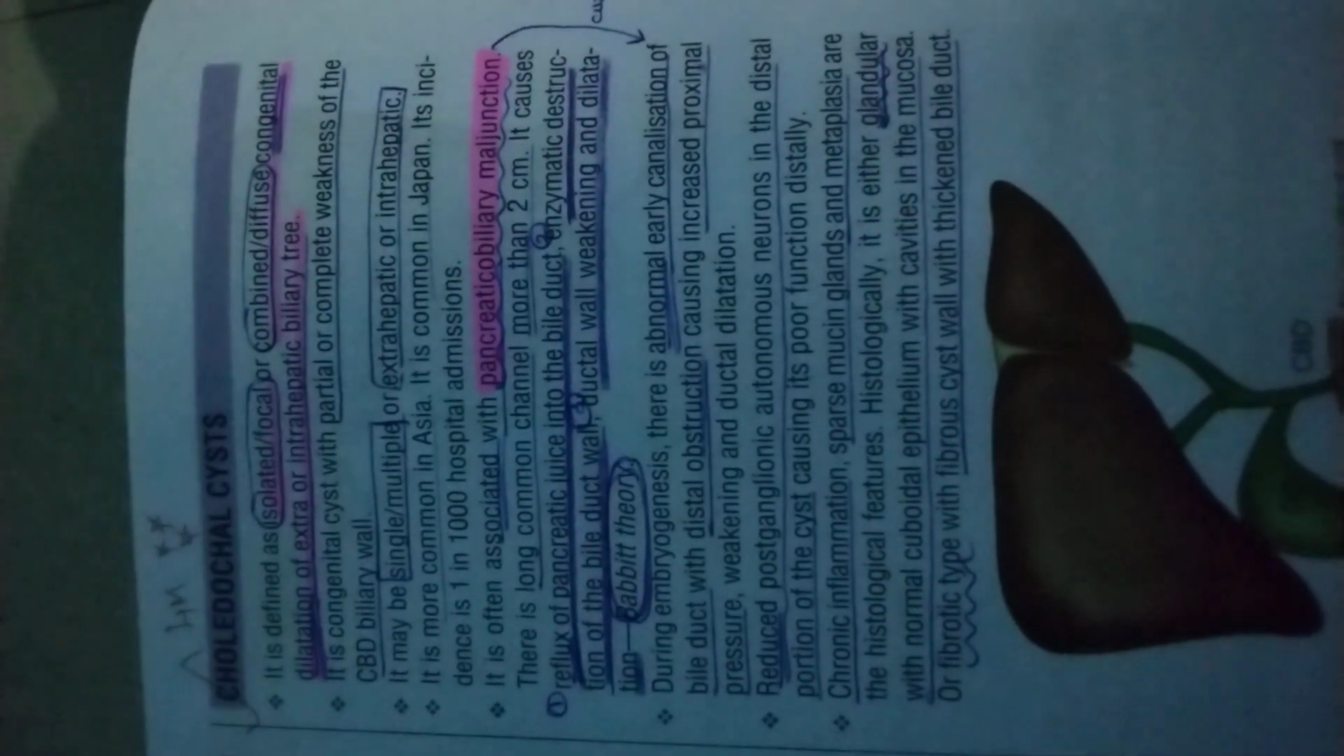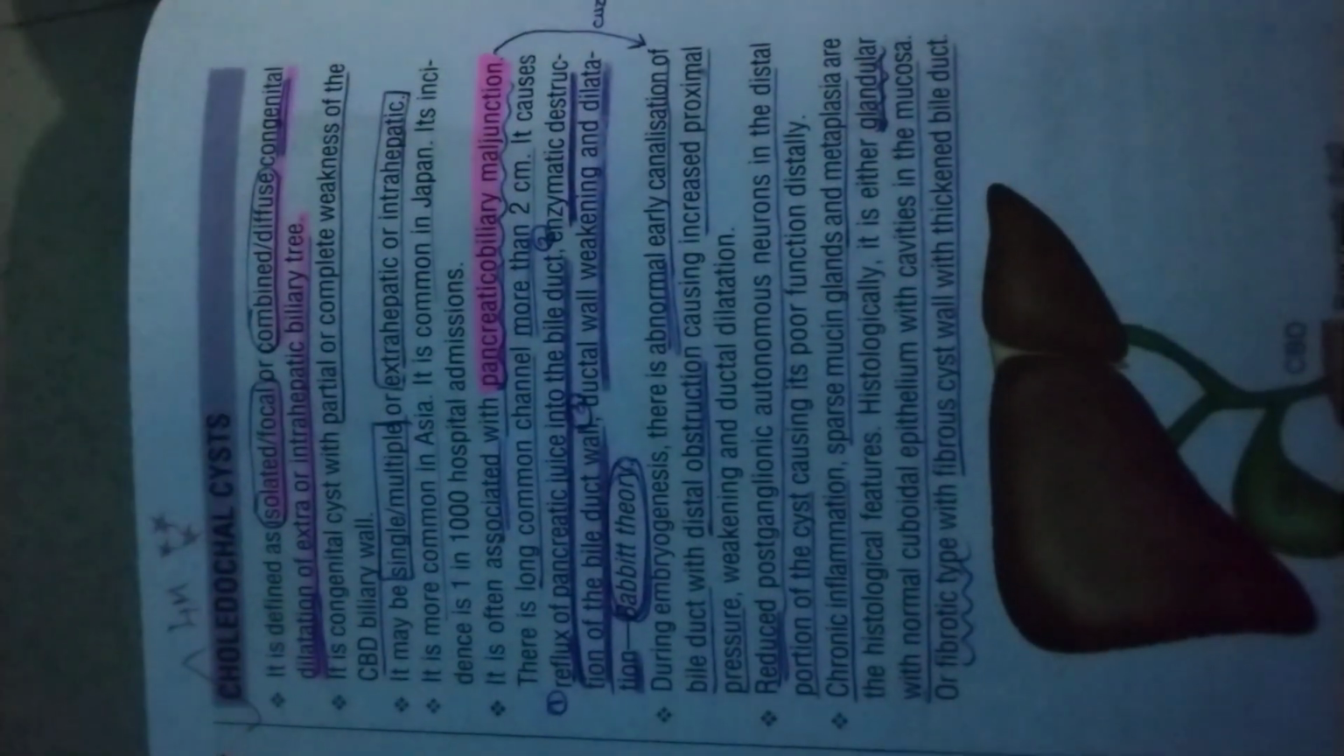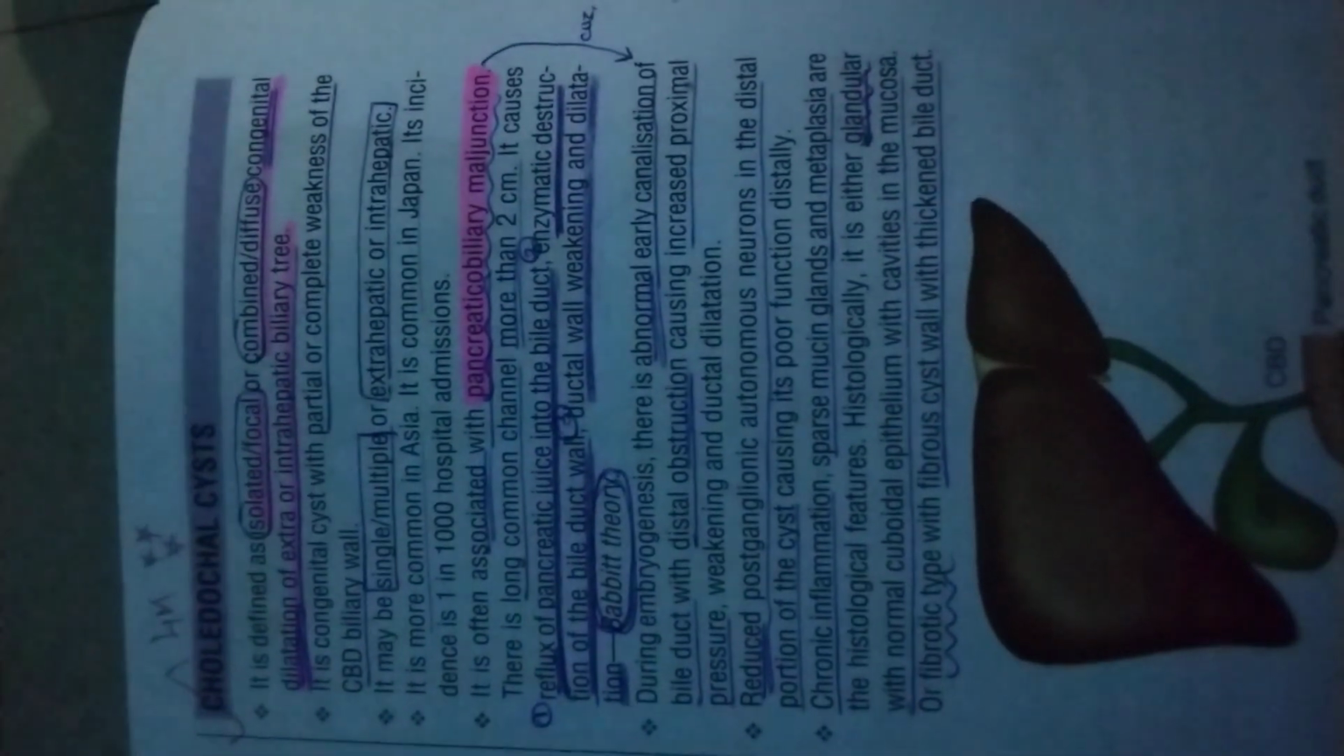When you hear the term choledochal cyst, chole means gallbladder and cyst means a cyst. But it is considered a misnomer, because it is not exactly a cyst. It is a dilatation of the biliary tree.